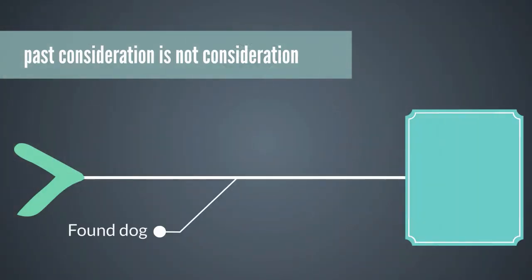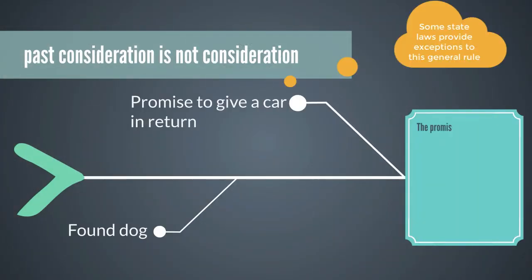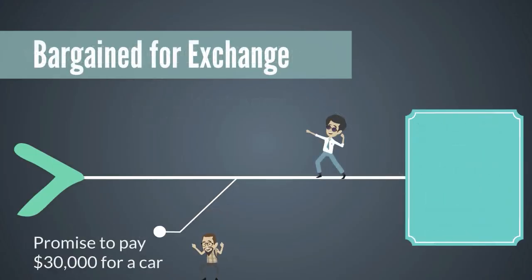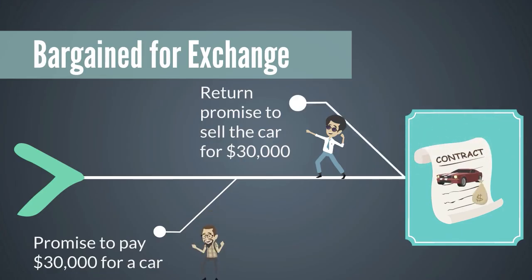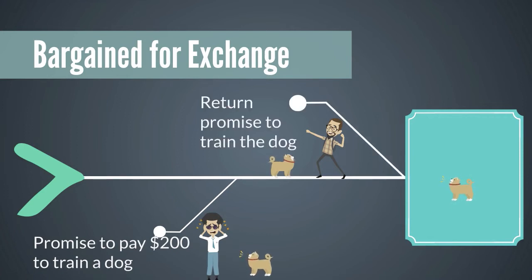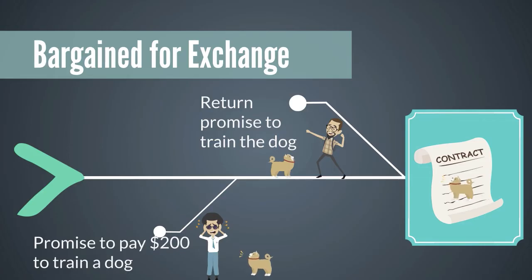Why? Because the promise to give the car came after Mike found the dog. Finding the dog was past consideration because Mike did not find the dog as part of a bargained for exchange. But change the story again, and let's say we have a promise to pay $30,000 for a car and a return promise to sell the car for $30,000. Now we have a promise supported by consideration. Likewise, a promise to pay a dog trainer that induces a return promise by the trainer to train the dog would be consideration and would create an enforceable contract.